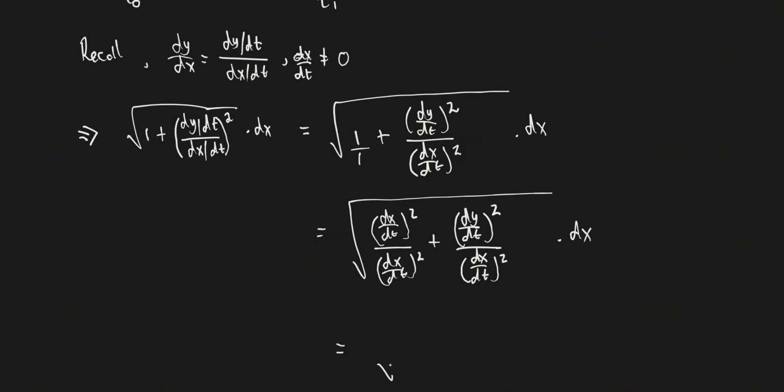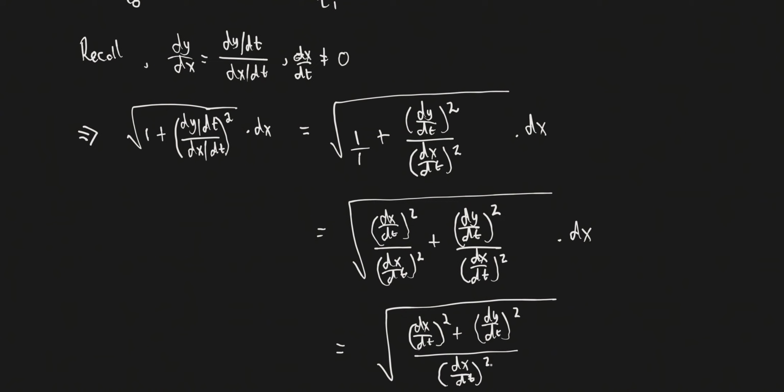So it will be the square root of (dx/dt) squared plus (dy/dt) squared, all over (dx/dt) squared, and then times dx.